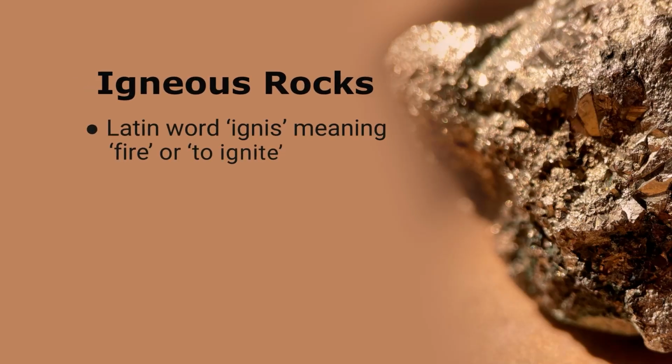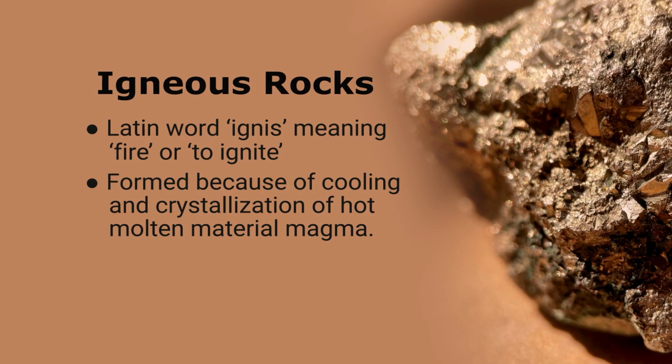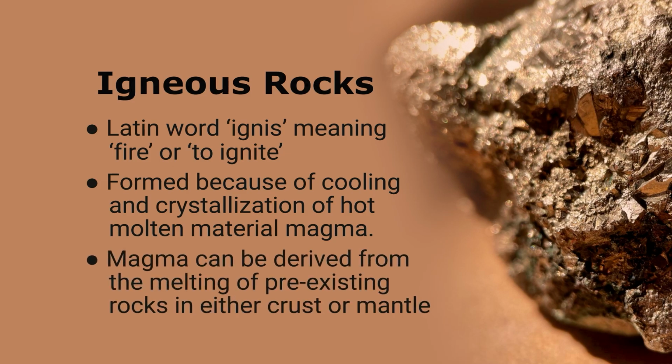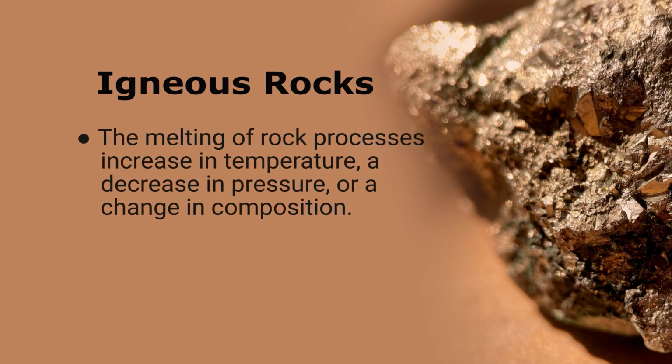Now, let us see the word igneous rock. It is derived from the Latin word ignis. Ignis means fire or to ignite. They are formed because of cooling and crystallization of hot molten material, magma. Magma can be derived from melting of pre-existing rocks, and these rocks can be in the crust or in the mantle. The melting of rock occurs because of either an increase in temperature, a decrease in pressure, or a change in composition. Now, igneous rocks can be of two types.